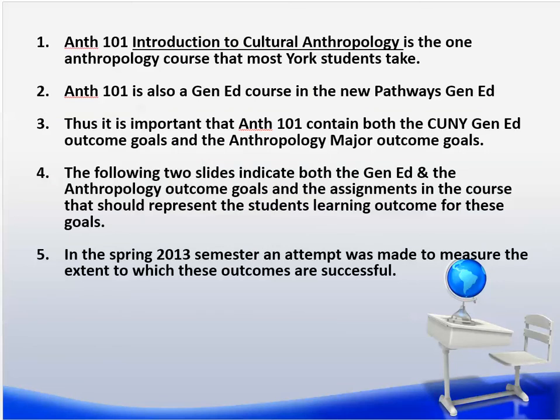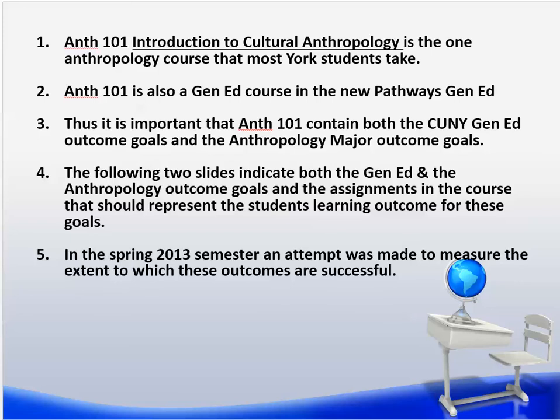Now, the reason we started with Anthro 101 is that it's the anthropology course that most York students take. Anthro 101 is also a Gen Ed course in the new Pathways Gen Ed. Thus, it is important that Anthropology 101 contain both the CUNY Gen Ed outcome goals and the Anthropology major outcome goals. Not necessarily all of them, but at least some of them.